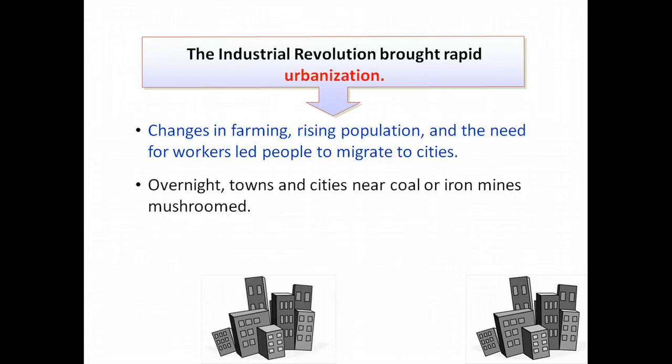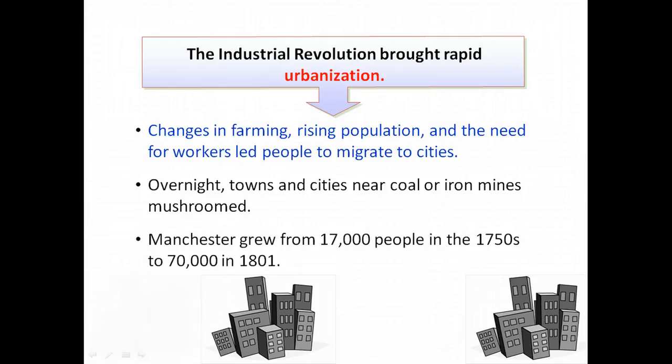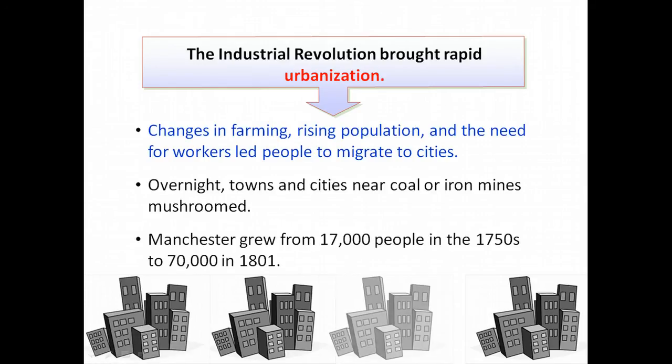Practically overnight, towns and cities that had been small, especially if they were near coal mines or other mines, mushroomed and the populations grew dramatically. The city of Manchester, which we've talked about in a few different instances, both in canals as well as in the railroads, grew from 17,000 people in the 1750s to over 70,000 just 50 years later.